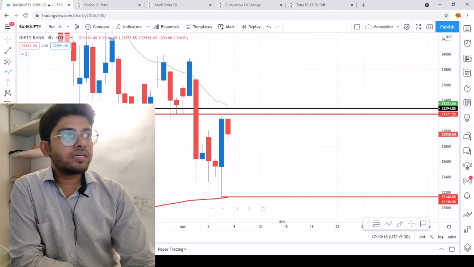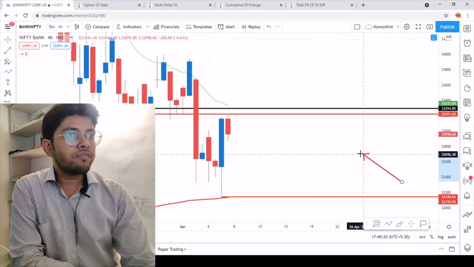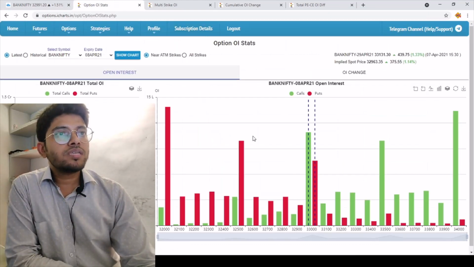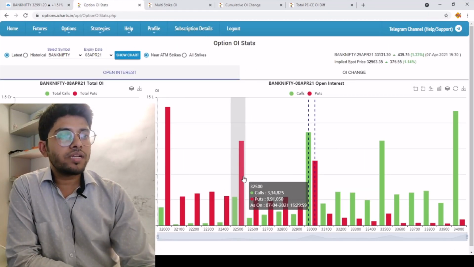Now on the lower front, very easily 32,150 is our range on the lower side, and you can see here 32,500 is the maximum put writing around the vicinity. So in that respect we are safer.